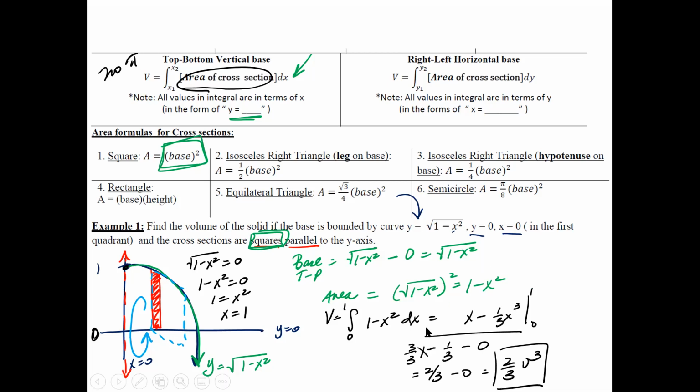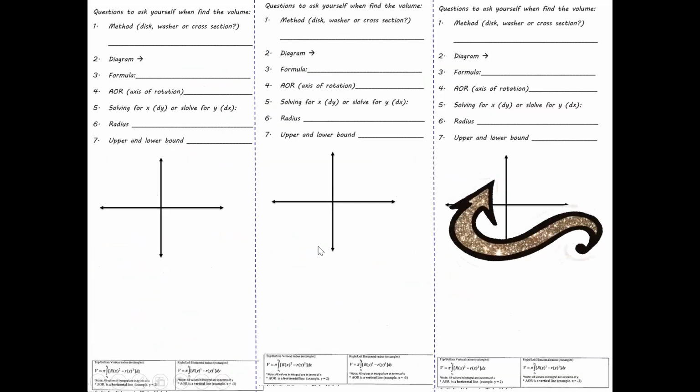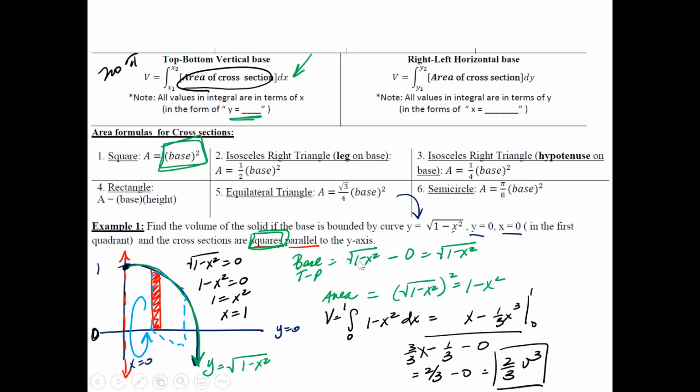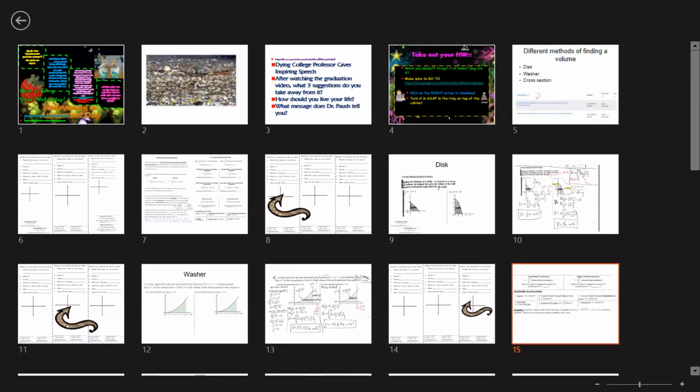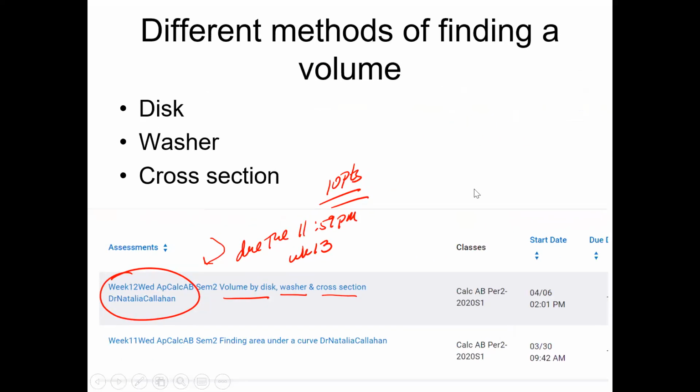All right, so now that we've gone over all 3 different methods, keep in mind that we went over the disk method, washer, and then cross-section. You guys should have a pretty good idea as to what we're doing and how they relate to each other. So now that we've done that, you guys can go ahead and get started on your quiz right here. And it's 10 questions.